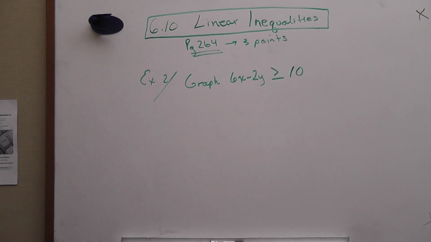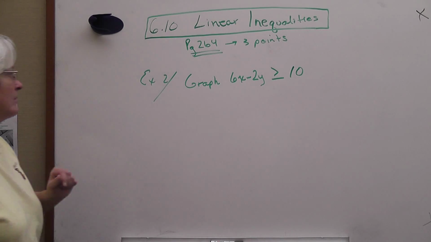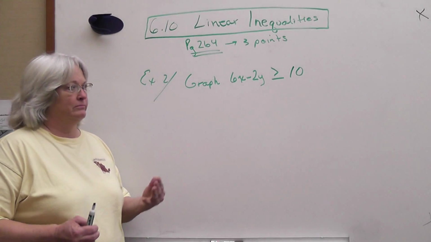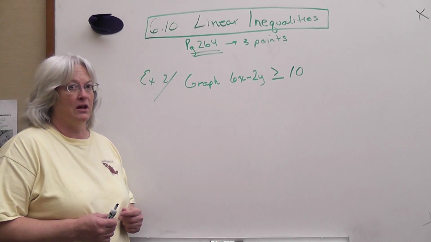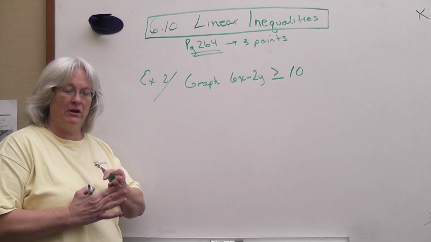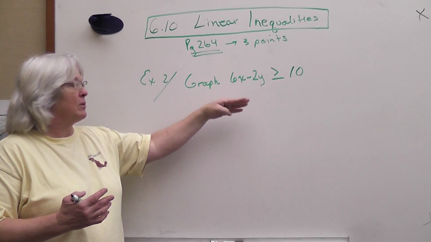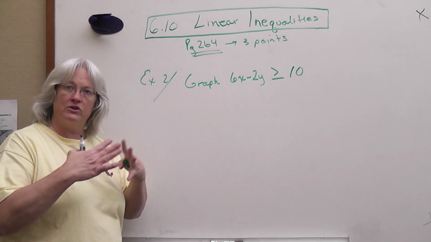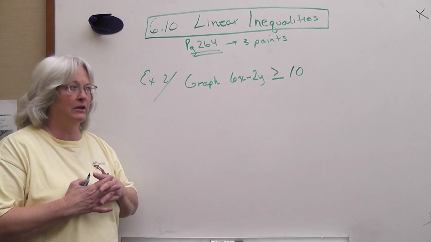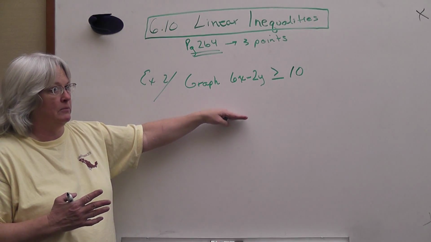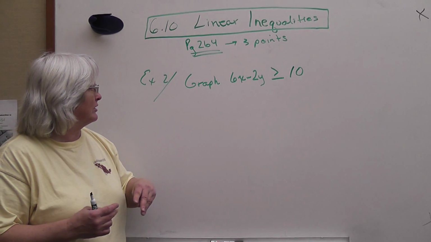This is part 2 of section 6.10, linear inequalities. As you saw in the last video, this is really very straightforward. It's a lot of fun. You can even graph more than one linear inequality on a graph, and you have shaded overlapping colors like you did before. Actually, you may not have done it before. I may be remembering a different class.